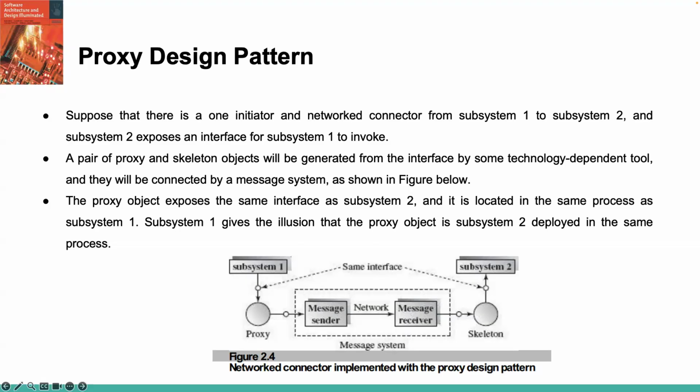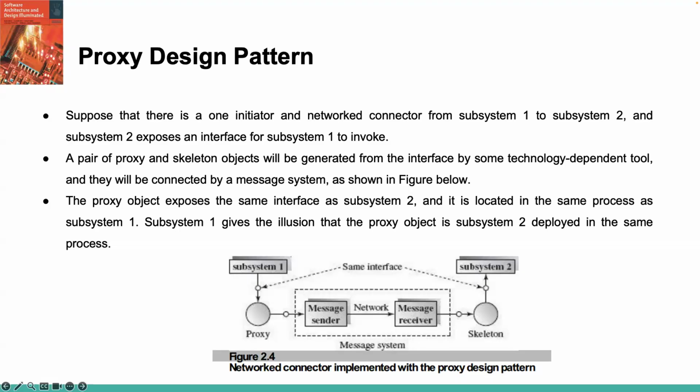The skeleton object resides in the process where subsystem 2 is deployed. It receives a method call forwarded by the proxy and translates it into something subsystem 2 can understand. The skeleton processes the request, interacts with subsystem 2, and returns the results back to subsystem 1 through the network. The proxy and skeleton communicate over the message system, passing method calls and return values between subsystem 1 and subsystem 2.